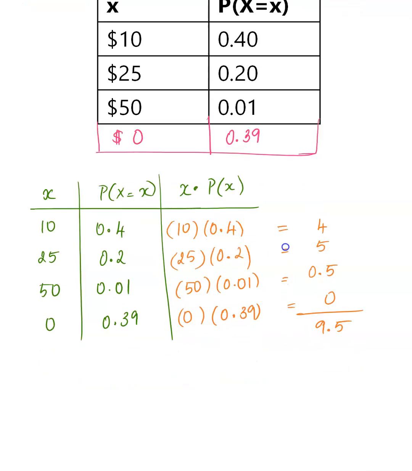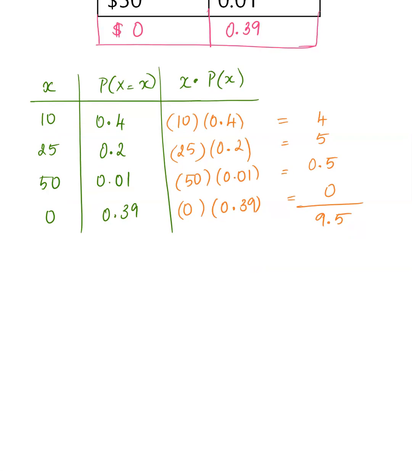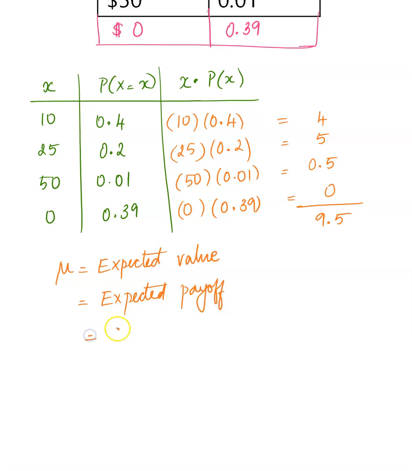So I got 9.5. Again, remember that's your table, but actually what it means is it's $9.50. So what we're saying is a person can expect to win $9.50 on average when playing the bingo game. So we'll just say mu equals expected value. And in this problem, they called it the expected payoff. So I'll say which is the same as expected payoff is $9.50. So you interpret your number there, and then you interpret it in words as well.